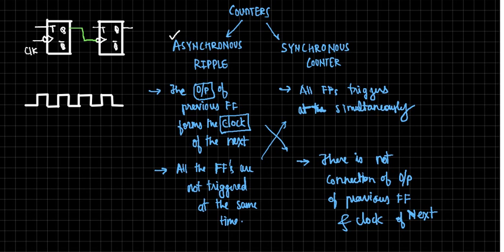Now this T is always connected to 1, okay? I am saying that just because this is a toggle one. Now you draw it. I am saying that the flip-flops should operate in toggle mode. Of course T should be connected to 1.